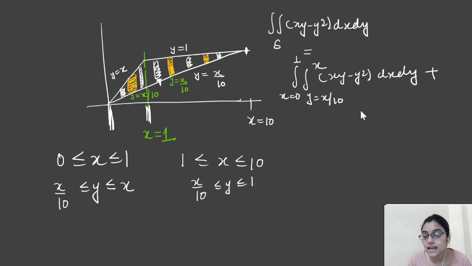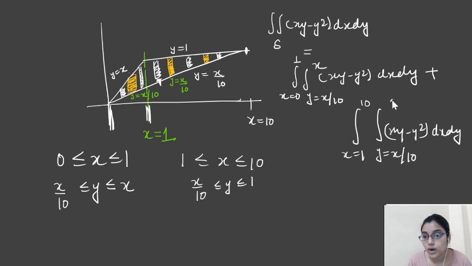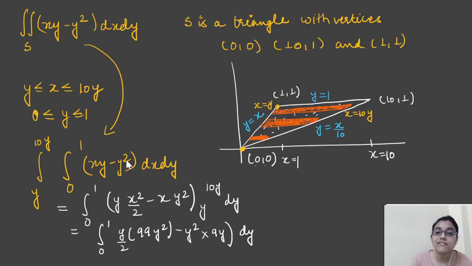plus, because we have to work on the whole region, xy minus y square dx dy from where to where: x equals 1 to 10 and y equals x by 10 to 1. This is the point where we have to focus. And now you see here we have to solve two integrals, and there we have to solve only one integral.